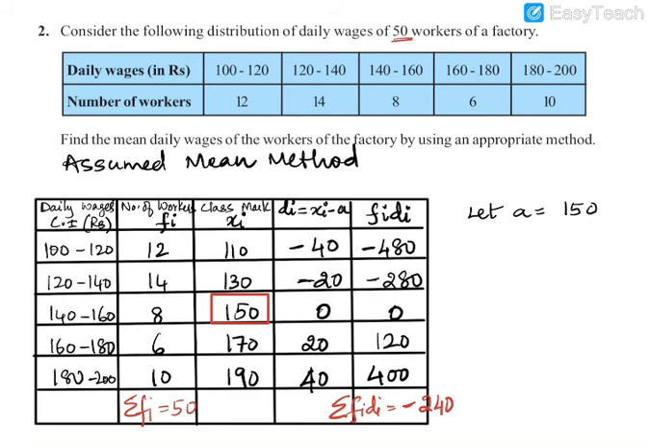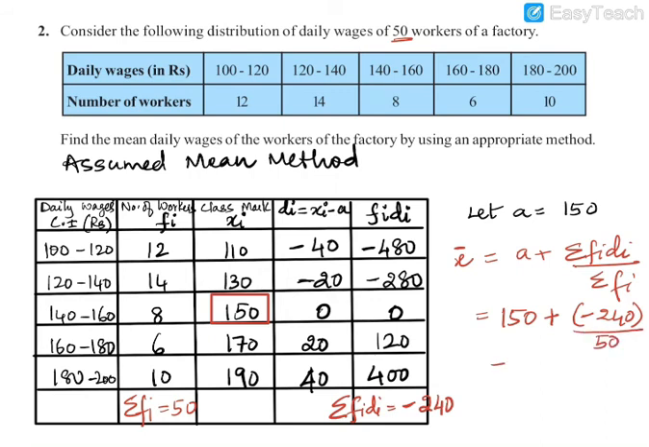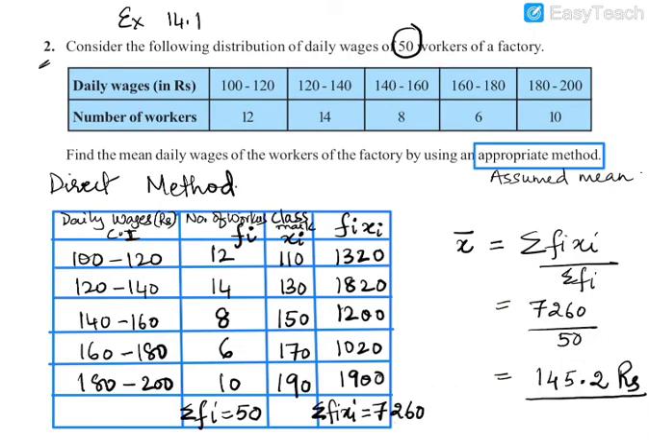Using the formula for assumed mean, x bar is equal to a plus summation Fi Di divided by summation Fi. So substituting the values, we get 150 plus minus 240 divided by 50. This is equal to 150 minus 4.8, which is equal to 145.20 rupees. So we get the same answer that we got when we used direct method.